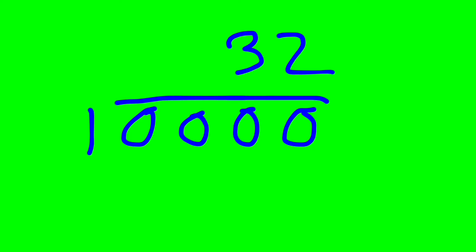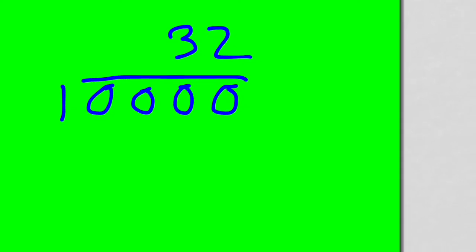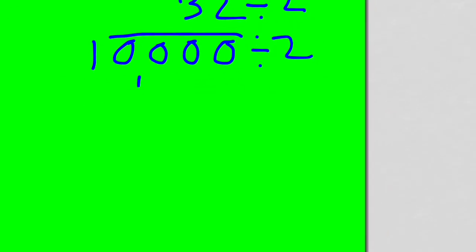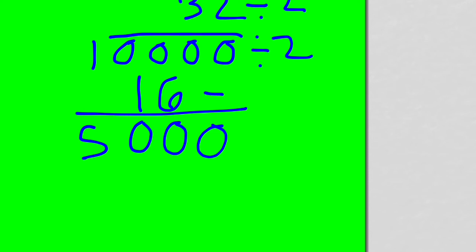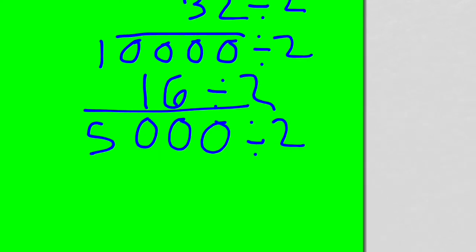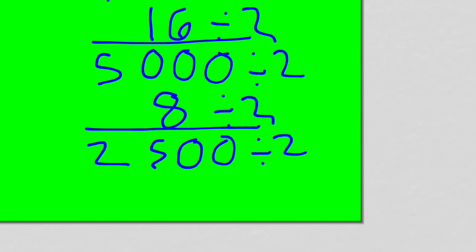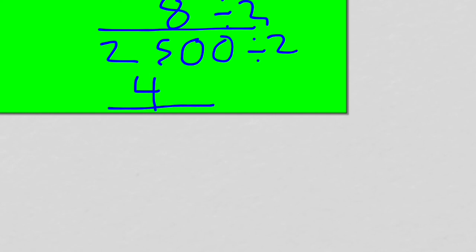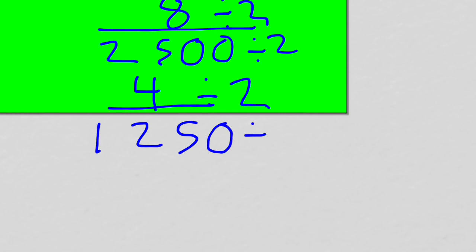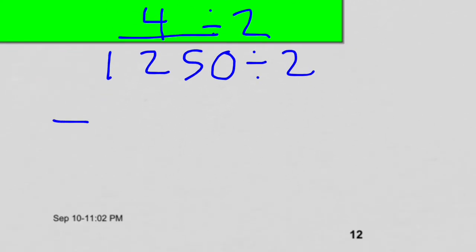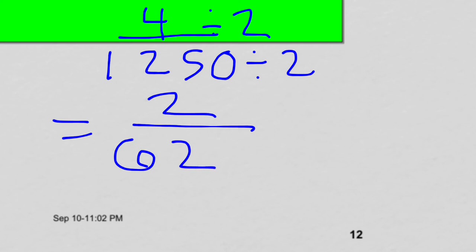The hard part is maybe getting it in lowest terms. Since they're both even, try dividing by 2, which is chopping in half. That's 16 over 5,000. They're even again. That's 8 over 2,500. They're even again. That's 4 over 1,250. They're even again. And that's 2 over 625.